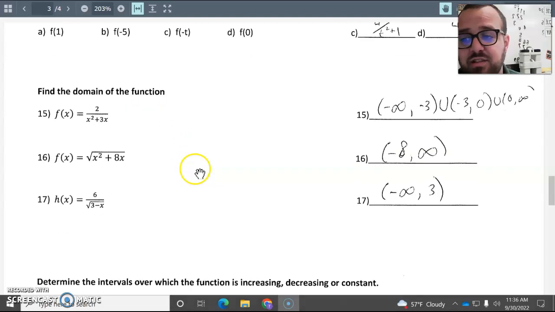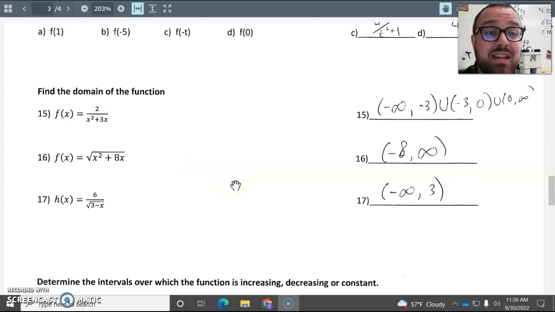Finding domain, so this is understanding what can cause issues with our domain. There are two things you're looking for: dividing by 0 or square roots of negatives. Anything that would cause that to occur, those are the things where you would say, okay, this is not part of my domain. So for example, in 15, if we look at the bottom there, what's going to cause 0 in our denominator is both -3 and 0. That's where this function is going to be divided by 0. So you can see I left those out of my domain there.